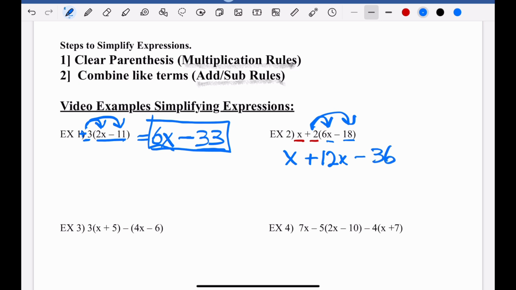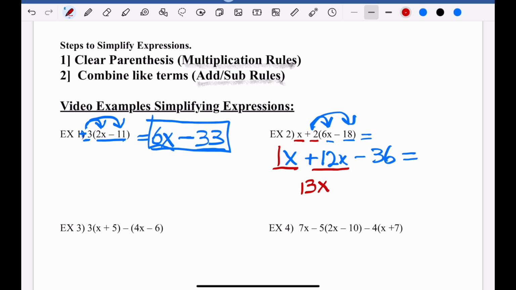So this time when I get these guys out of parentheses, I now have three terms, and your expression is never simplified until you've got it down to two terms or less. So in this case, I should be able to combine two of these terms, and if you'll notice, I have here a positive 1x and a positive 12x. Those are like terms. I can put them together by adding their coefficients. 1 plus 12 is 13, and keeping their variable.